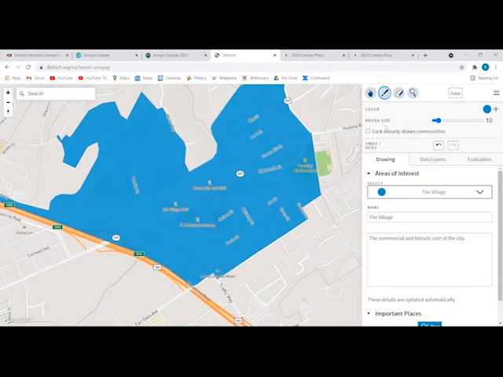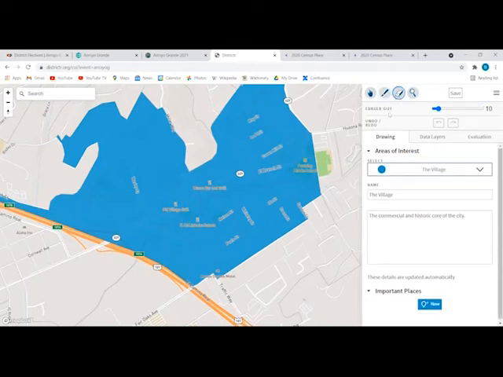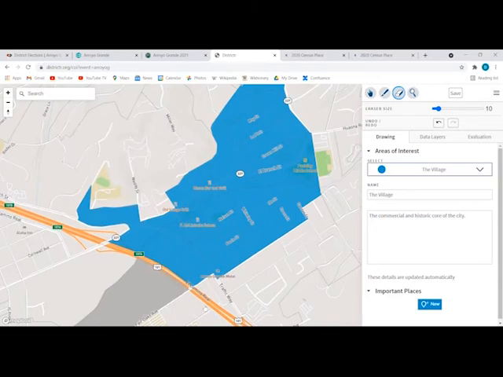So perhaps you made a mistake and drew too big of a neighborhood, in which case you go to the eraser tool up here. So maybe I didn't want to select this block, so I click that and it goes away. Same with this one. So then once you are satisfied with what you've drawn, you can just leave it like that.